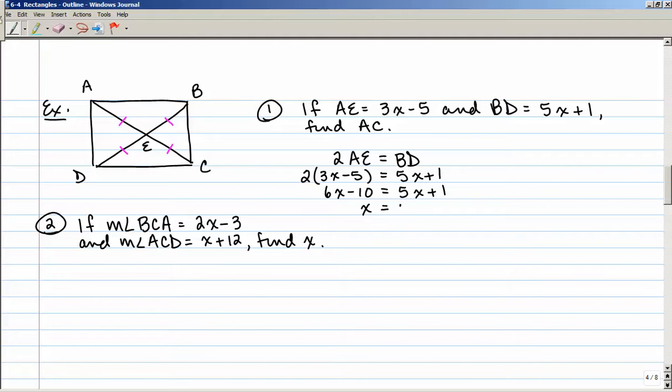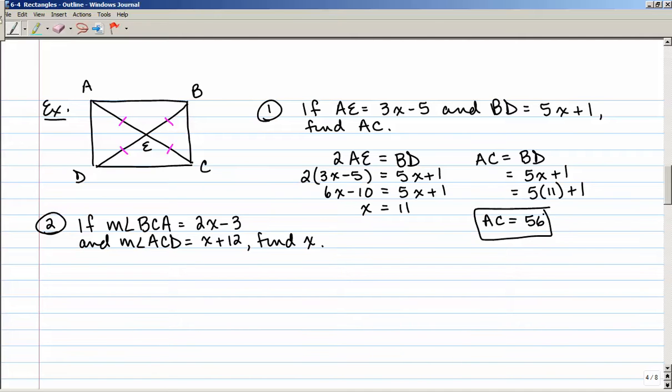So x equals 11. But then I was asked to find the length of AC. Well, AC is actually equal to BD, so I could go ahead and plug it into there. So 5x plus 1, or 5 times 11 plus 1, so AC is equal to 56 units. Another way I could have done that is I could have said AC is equal to 2 times AE and done it that way, but I will get the same thing either way.